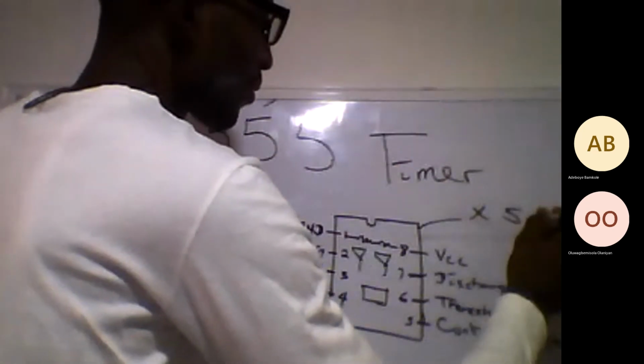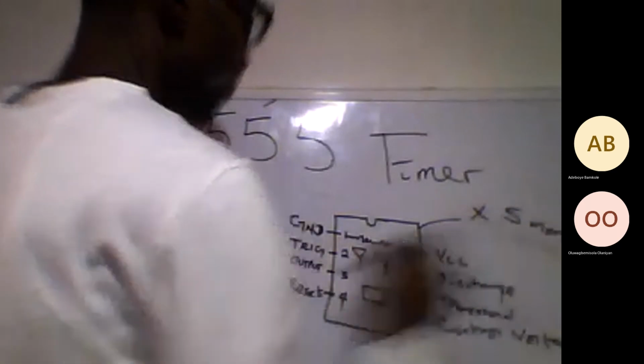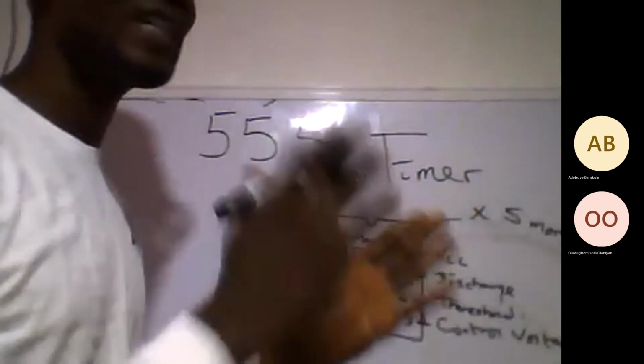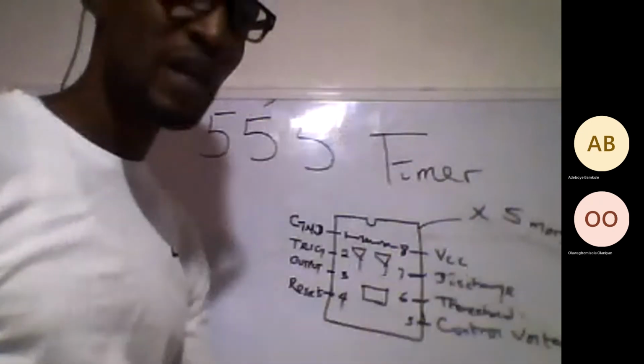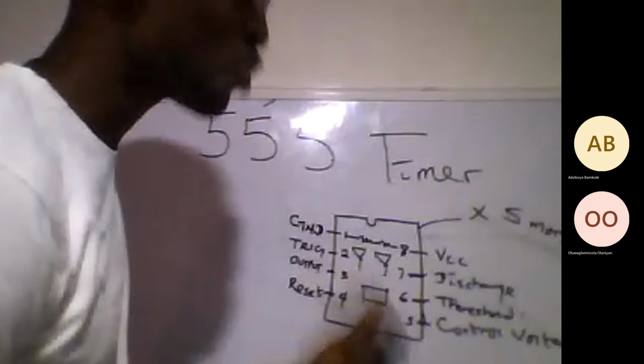So the beauty of ICs is that we have dedicated functions. You don't have to replicate them every now and then. It saves you space, it saves you time, and it saves you stress.